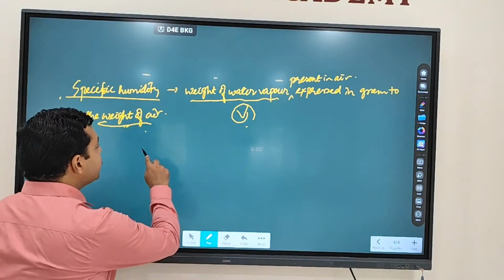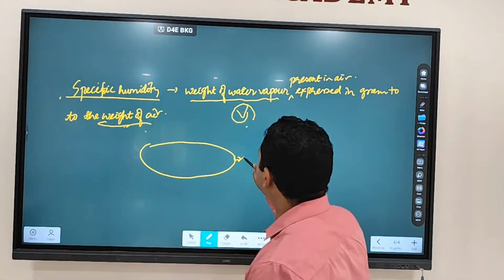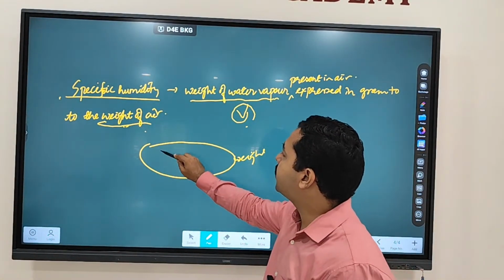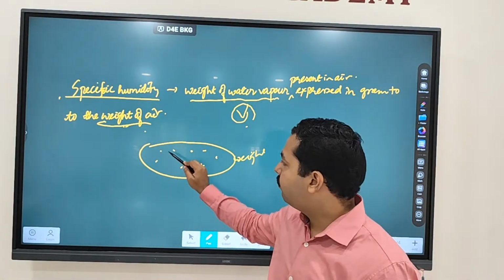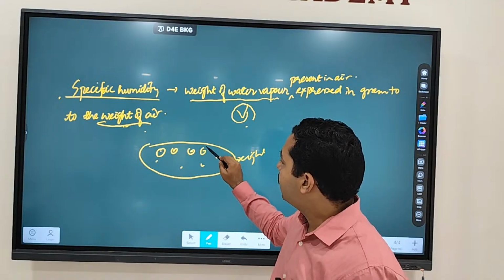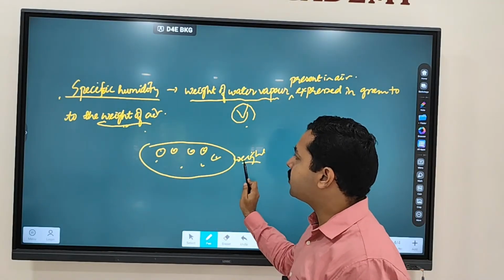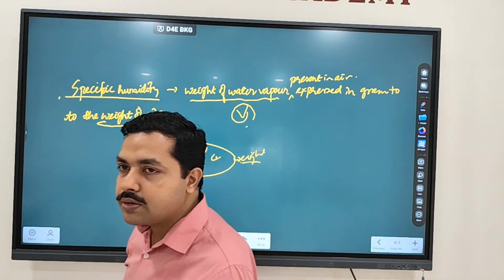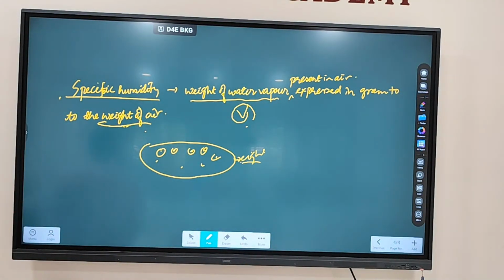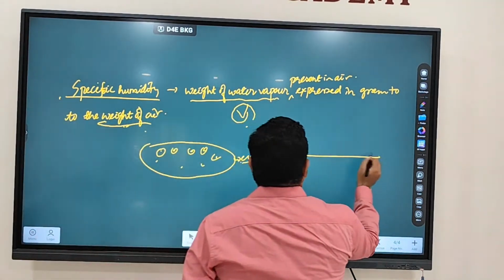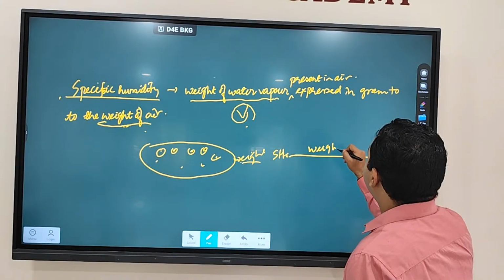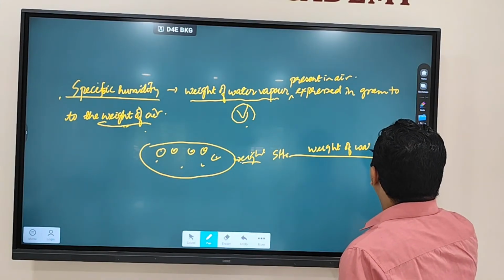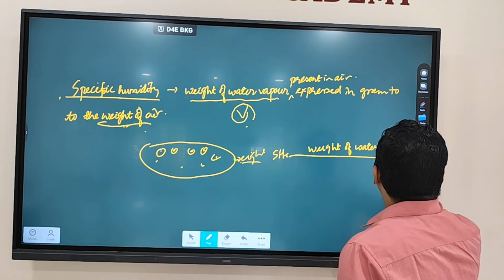Clear? So how much is the weight of this air, and how much is the water vapor weight? When you take the weight of both, the weight of the water vapor that is present and the weight of the total air, then it is called specific humidity. Fine. So that's why the formula to measure specific humidity is weight of water vapor divided by weight of air.